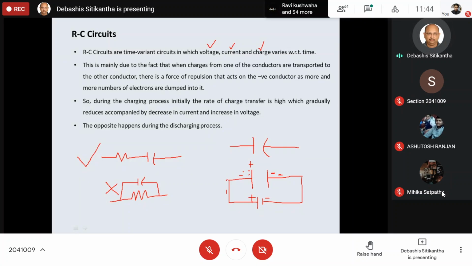Now the opposite thing is going to take place during the discharging process. In this case, your voltage is going to decrease gradually, your current is going to increase gradually, and your charge is going to decrease gradually. Just the opposite phenomena will take place during the discharging of the capacitor. Is there any doubt over here?